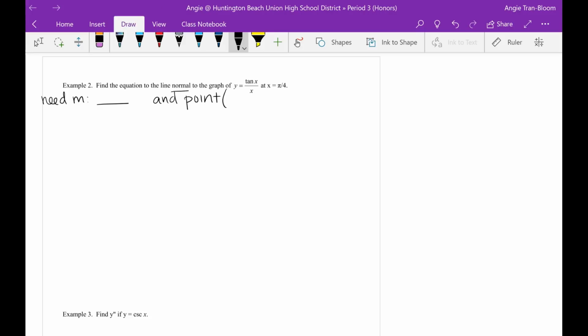So far, I have an x location of my point, which is pi over 4. I just need now to find the y location. So y equals tangent of pi over 4 divided by pi over 4. Well, I know tangent of pi over 4 is a nice number. It's 1 over pi over 4, which is really 4 over pi. Oh my, that's not a very nice number, but that's okay. Okay, so I got my point.